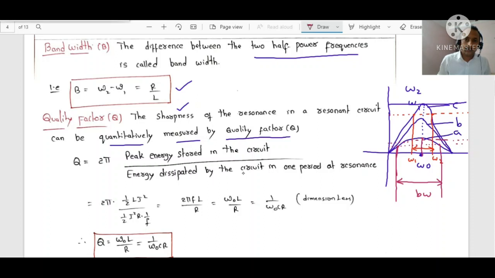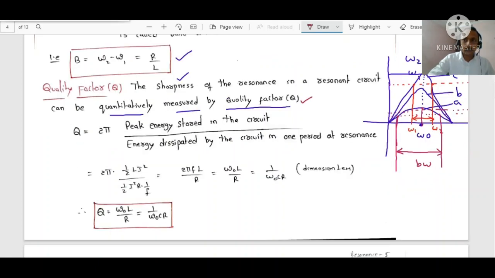Clear? Now the sharpness of resonance in the resonant circuit is measured by the quality factor. How much sharpness it has is simply expressed in terms of, observe here, dear students.